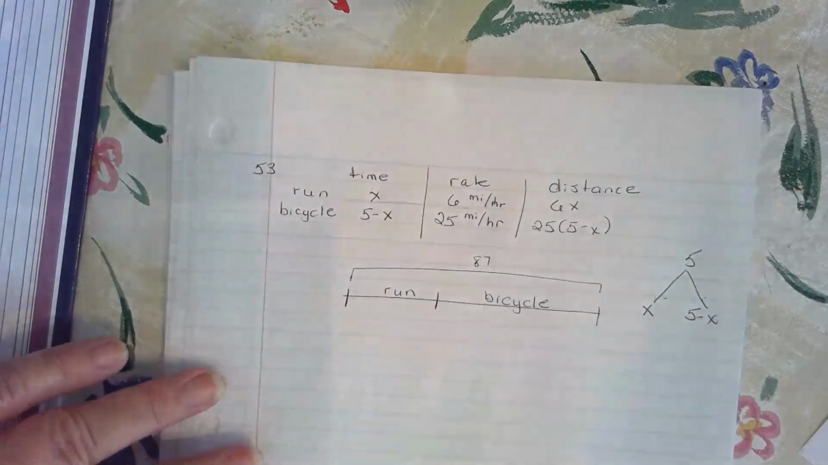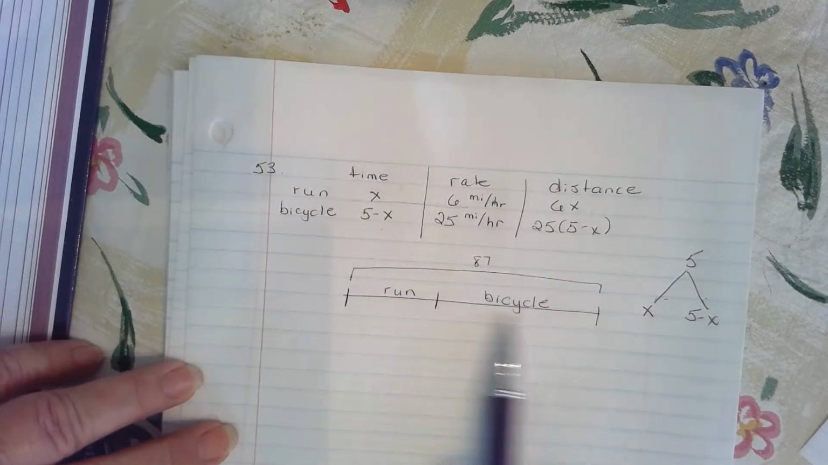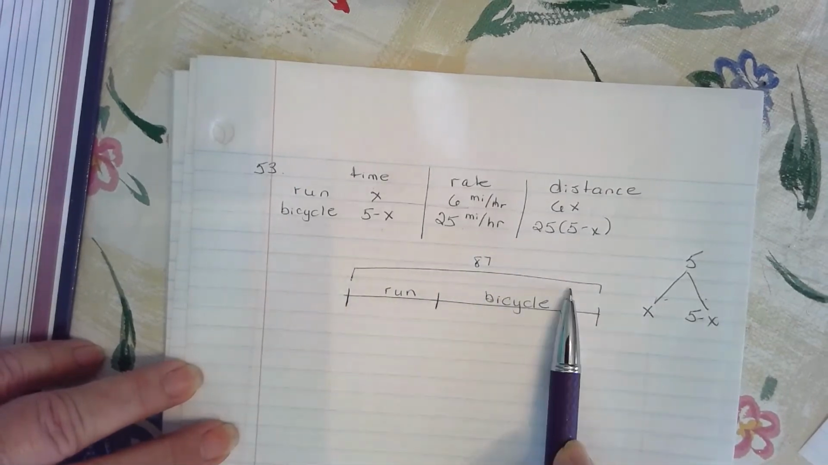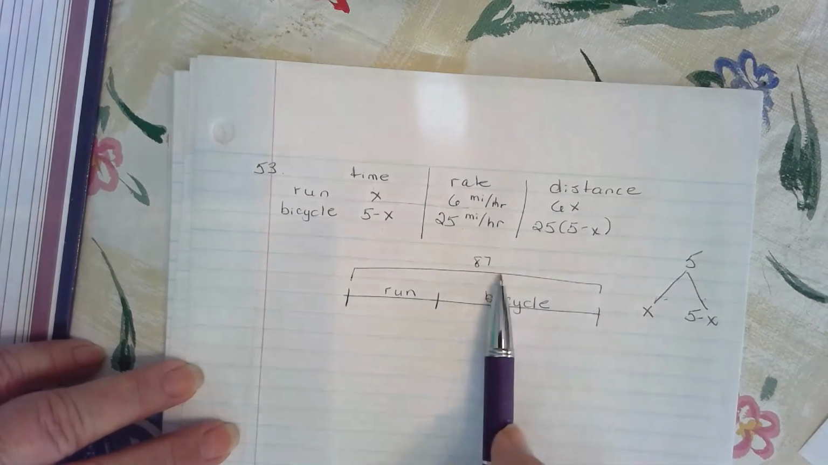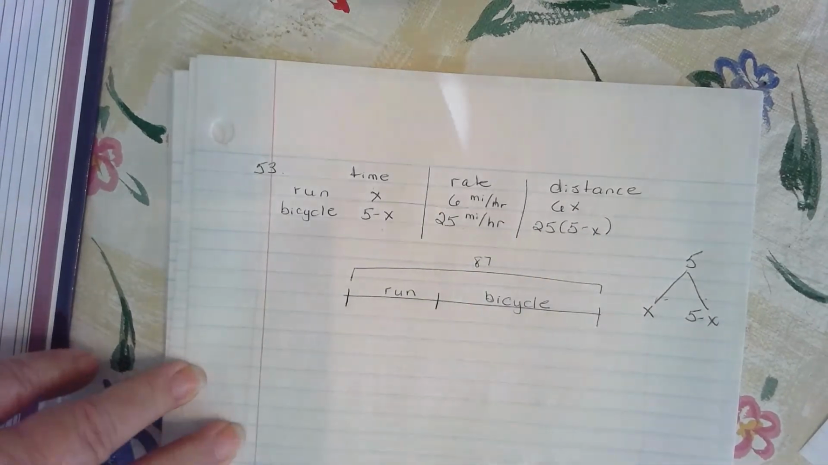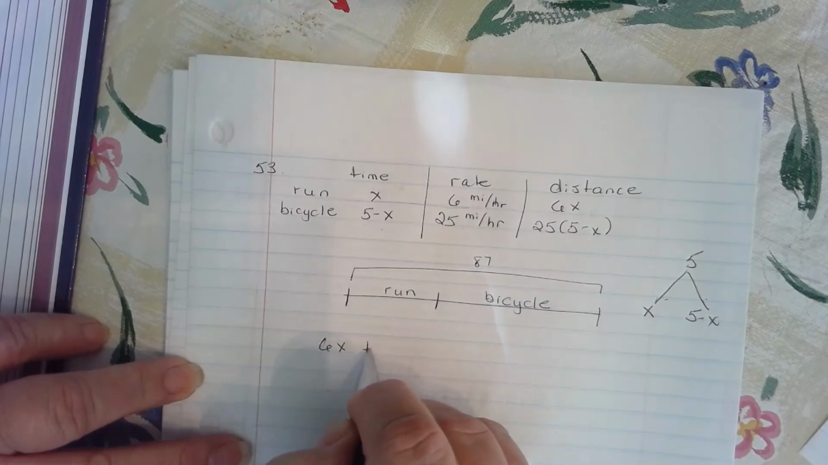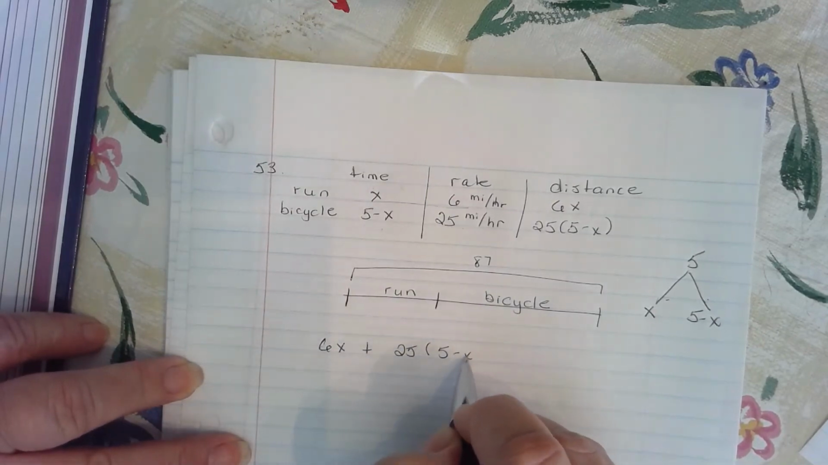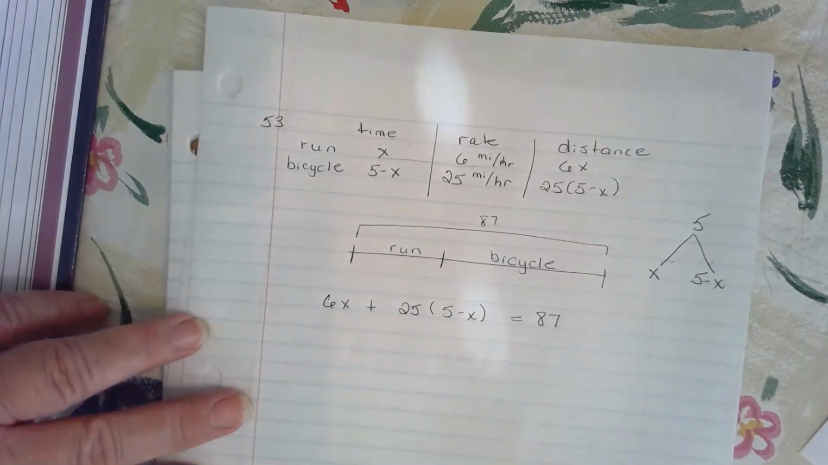Now this time, the two distances are not the same. What we know is what the total distance is. So this distance plus this distance has to add up to the total distance. So 6x plus 25 times 5 minus x is going to equal the total, which was 87.